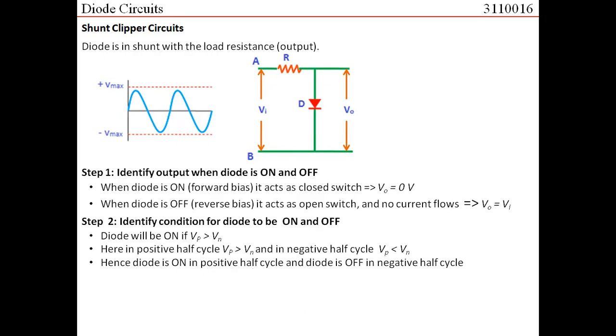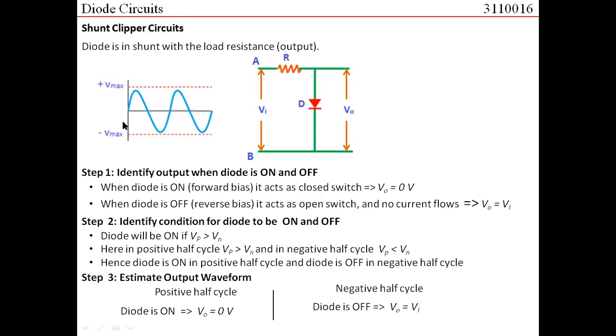So from step 1 and step 2, we can write step 3, estimating what would be the output waveform. So in the positive half cycle, that is when Vin is greater than 0, diode is on. We know that when the diode is on, output voltage is equal to 0. So when the diode is on in the positive half cycle, output voltage would be 0. And in the negative half cycle, diode would be off.